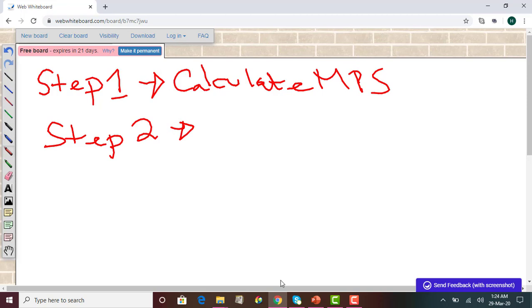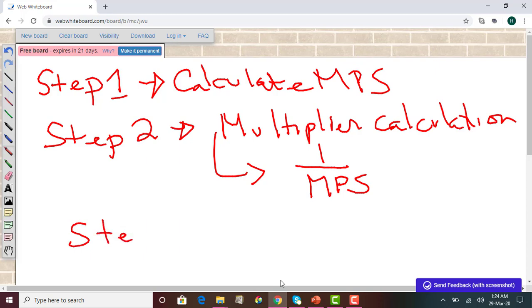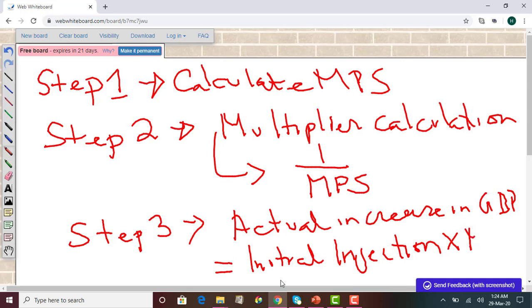So multiplier is by how much the multiplied effect will be. Multiplier calculation, that's step two, and it's given by the formula: multiplier is given by 1 divided by MPS. Okay, and then we have step three, which is the final step, which is the actual increase in output or actual increase in GDP, equals your initial injection the government is putting in, the initial money the government is spending, times your multiplier.